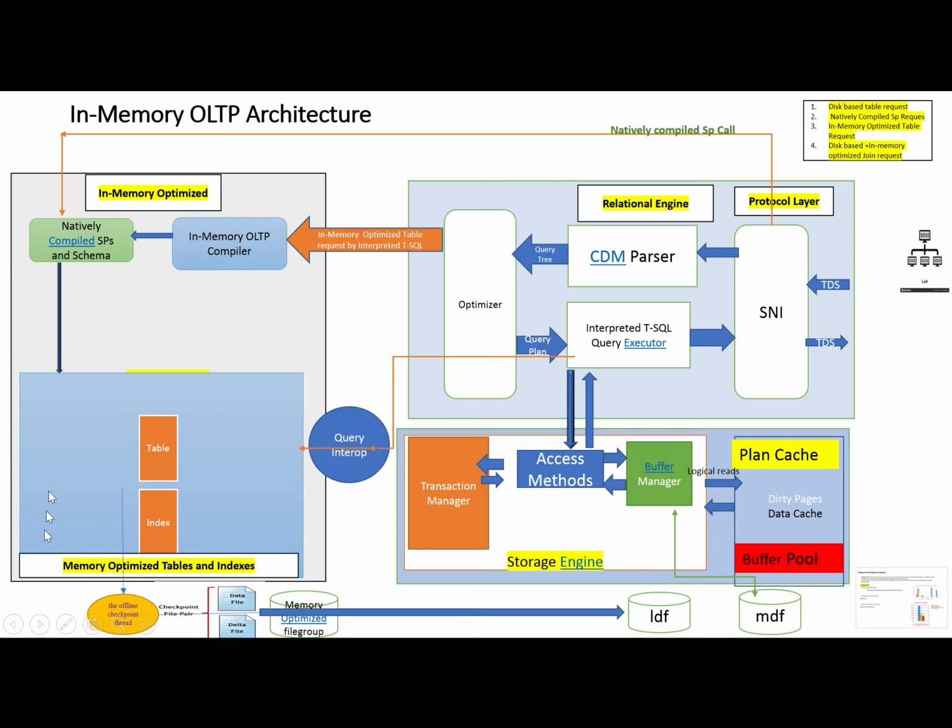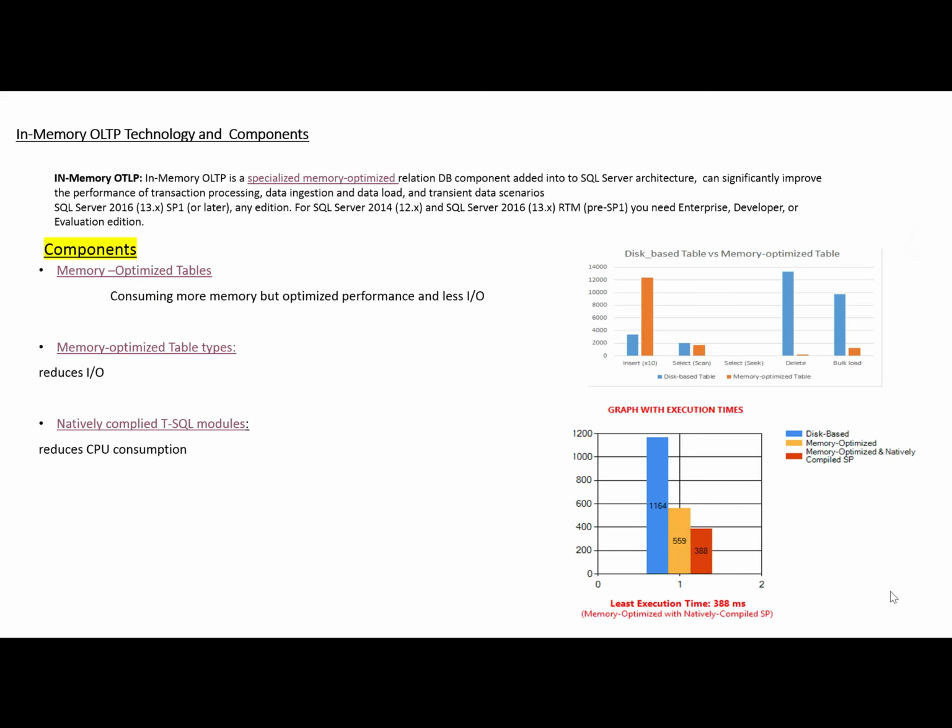So this is the SQL Server architecture, and this is a component, in-memory OLTP technology. When added into the SQL Server architecture, it improves the data load, and improves the performance of transaction processing, data ingestion and transient data scenarios. We already said that this was introduced in SQL Server 2014 12x, and then SQL Server 2016 13x RTM version, in Enterprise and Developer Edition. But after that, this component is now available in all editions.